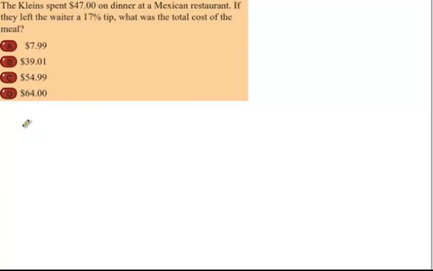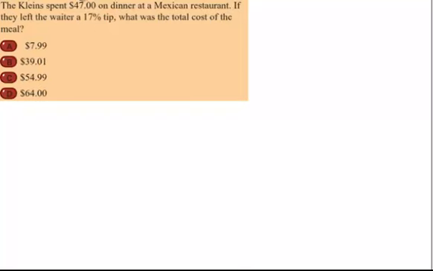Okay, Kipsters, we are back on lesson 8 on percents. This is question number 6. In the BRAIN strategy, the B stands for block. I'd love to block the answers, but I'm on a computer, so I'm just going to ignore them. Let's read the question. The Kleins spent $47 on dinner at a Mexican restaurant. If they left the waiter a 17% tip, what was the total cost of the meal?